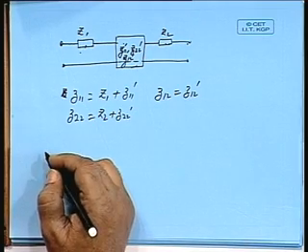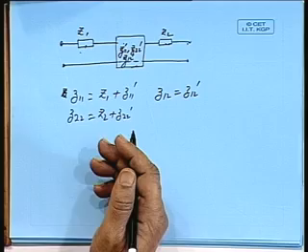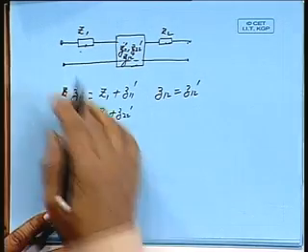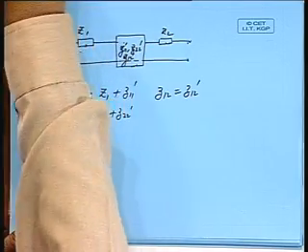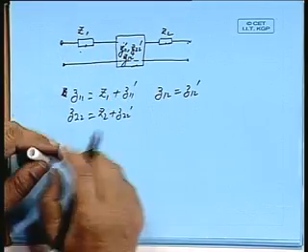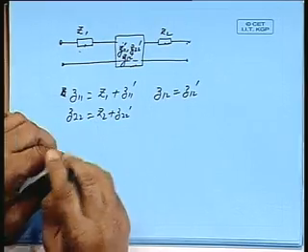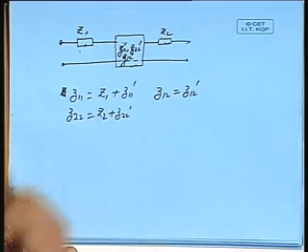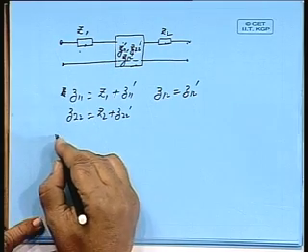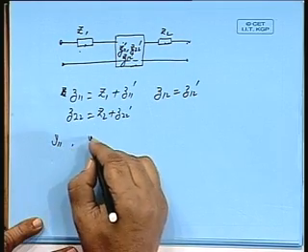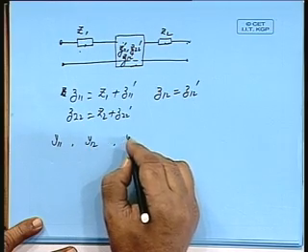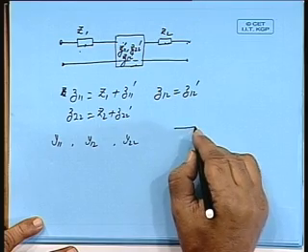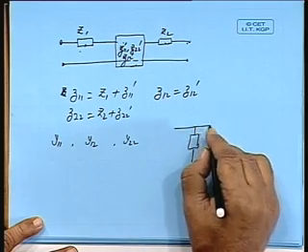Now, let us see what are the requirements for the impedance functions to be realizable. Now, let us take say Y11, Y12 and Y22. So, once again, equivalent network.